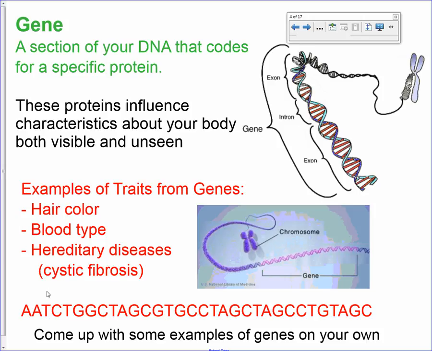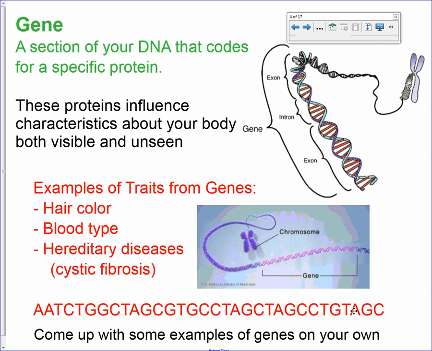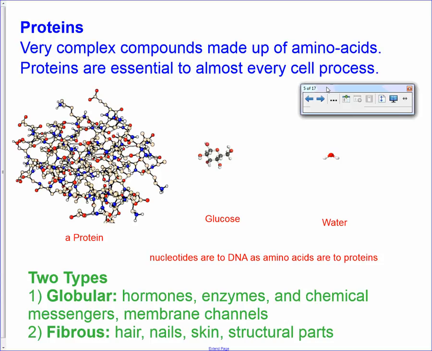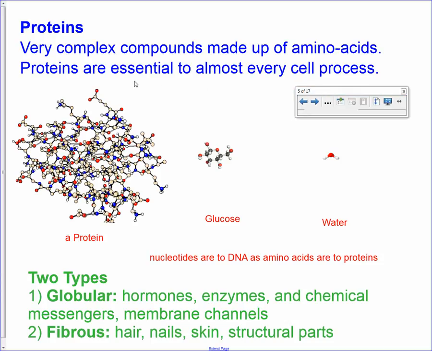And if you wanted to look at what a gene looks like in terms of its sequence of nucleotides, this might be the start of a gene. Genes can be hundreds of nucleotides long, so this is really just a brief glimpse of what it might look like. The whole point of a gene is to make proteins, which are very complex compounds made up of amino acids. Those are the building blocks of a protein.